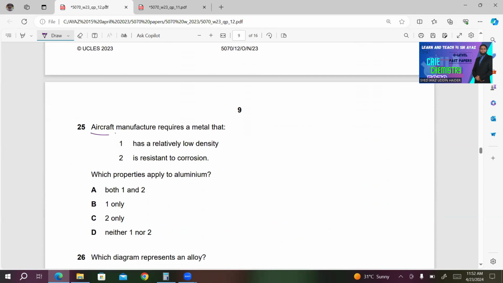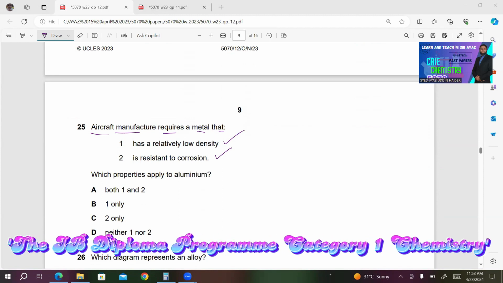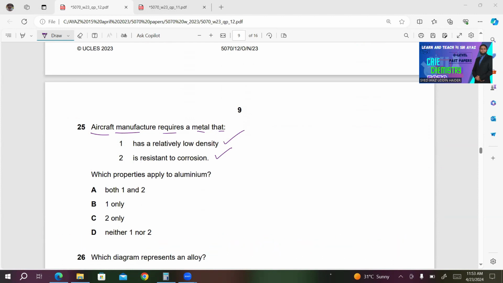25. Aircraft manufacture requires a metal that, number 1, has a relatively low density. Number 2, is resistant to corrosion. Which properties apply to aluminum? Aluminum has a low density. It is also resistant to corrosion somewhat, because it forms a protective oxide layer. But according to me, one should be the right answer. One should be the right answer for aluminum. Two should not be applied to aluminum.